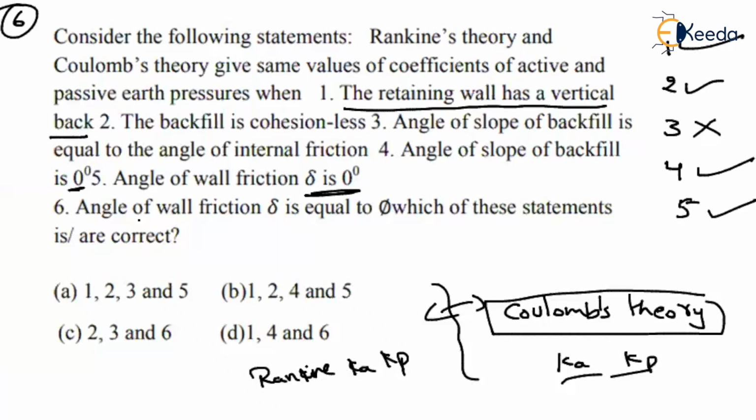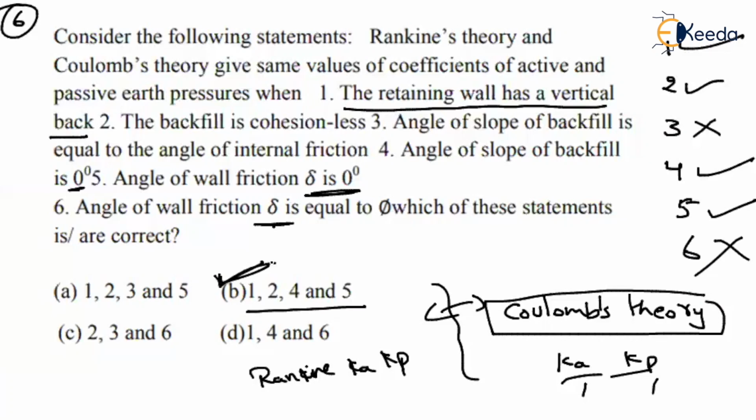Then what about the sixth one? Angle of wall friction delta is equal to 5 degrees. We are saying that the vertical wall is smooth, so how can you say these two are equal? According to Rankine, this is not valid. If Coulomb's has the same assumptions as Rankine's, then we can have the same pressure coefficient, either active or passive. How many are satisfying out of these 6? 1, 2, 4, 5. So Rankine's assumptions are satisfied only by 1, 2, 4, 5.